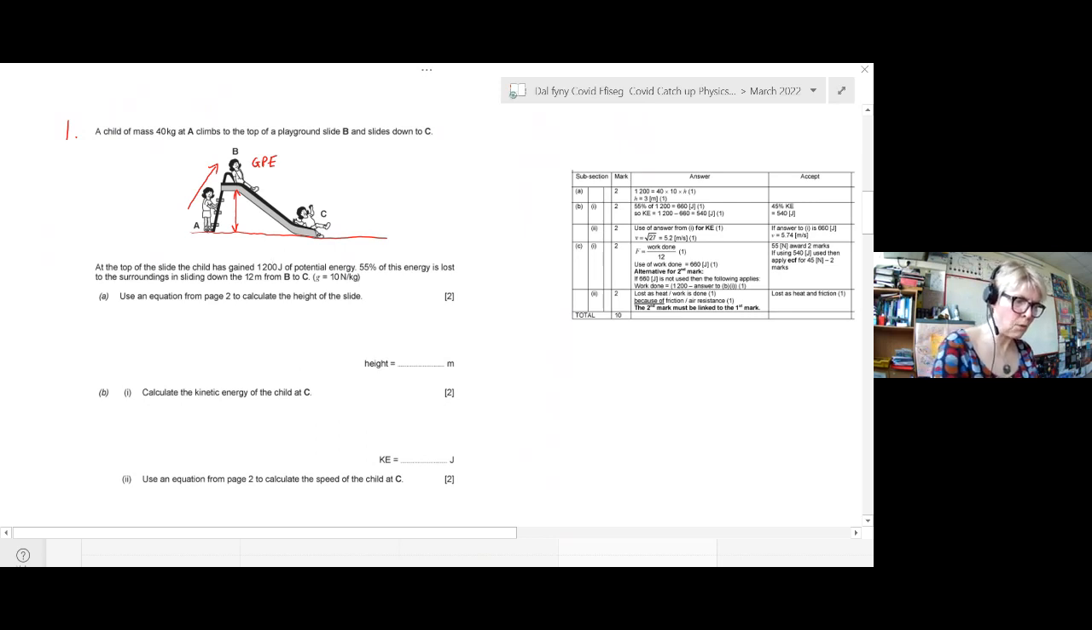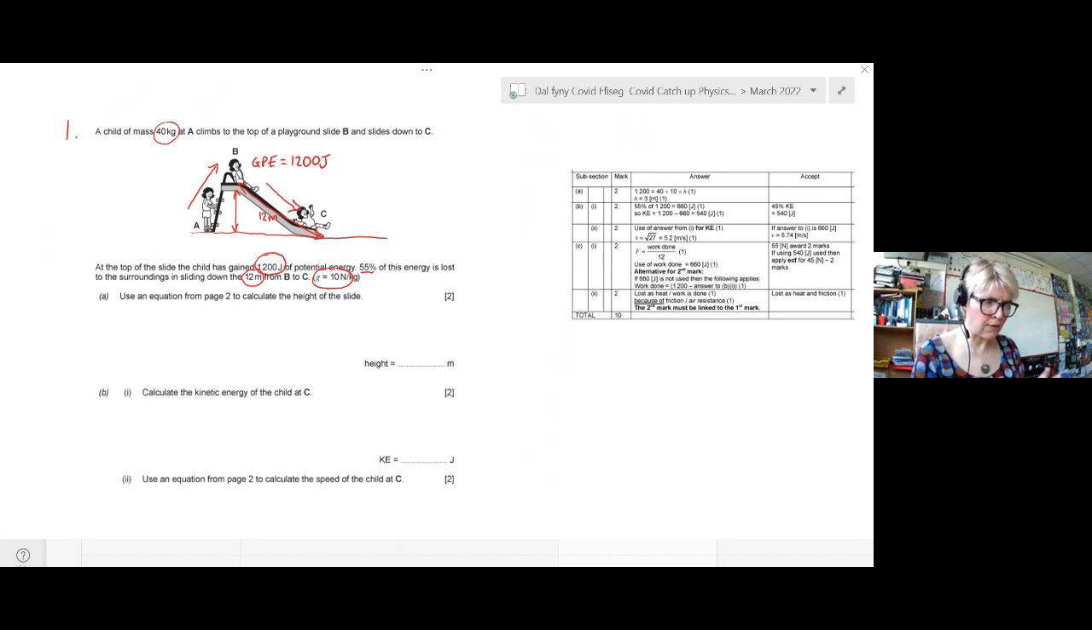In fact, it's always worth ringing all of your numbers in your question so that you've got them to refer to and you don't miss them in the text. So this gravitational potential energy here is 1,200 joules. All right, and we've been told that 55% of this energy is lost to the surroundings in sliding down, and this distance all along the slide here, not the height, is 12 meters, and that's all the information that we've got. And we've also got g is 10. They've given it to you. All right, so just have a look at the problem and set the scene.